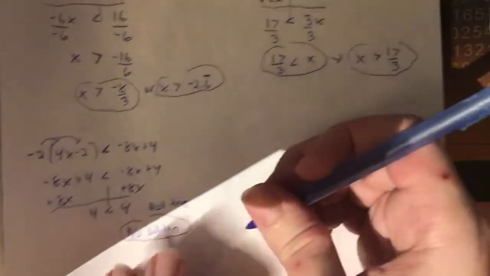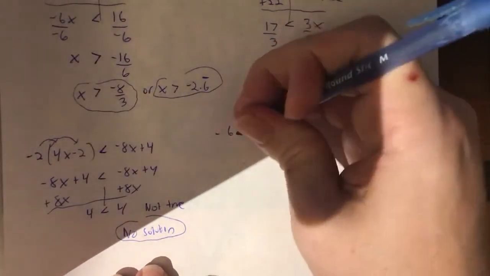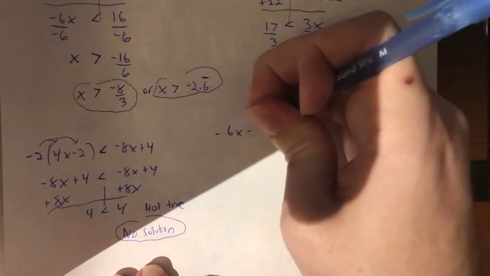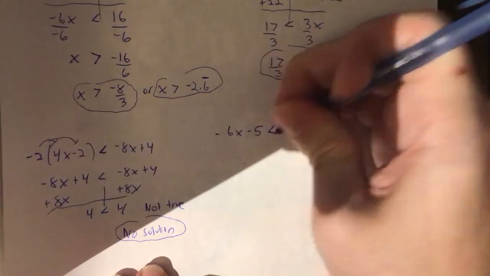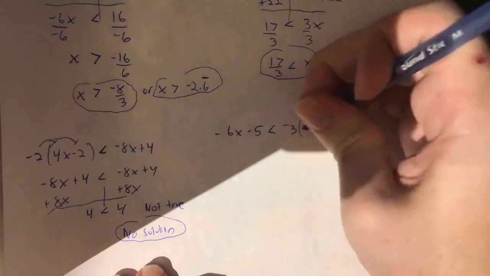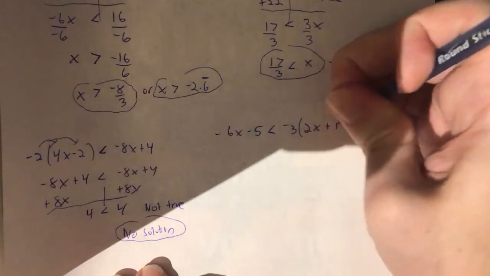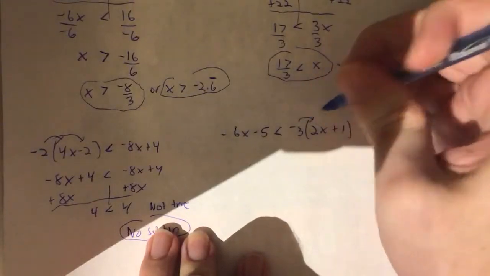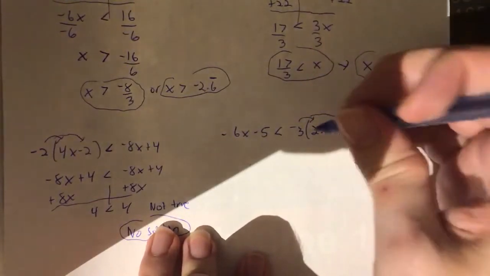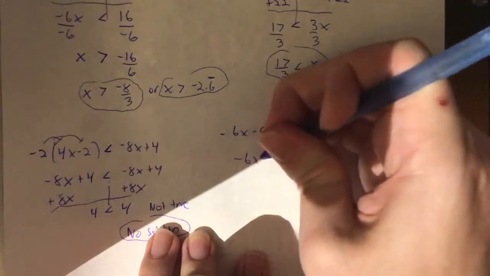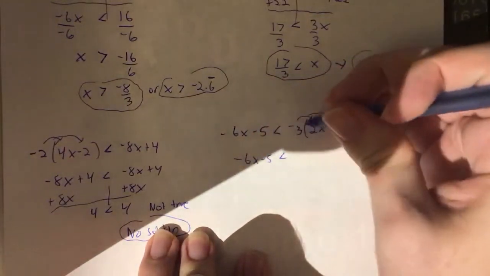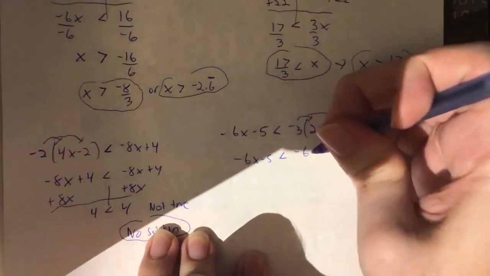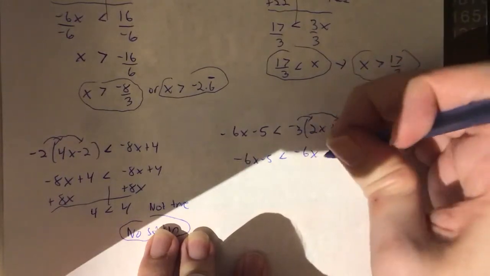And the last one we'll look at, -6x minus 5 is less than -3(2x plus 1). I'm going to distribute the -3 to each piece on the right side. -6x minus 5 less than -3 times 2x is -6x. -3 times 1 is -3.